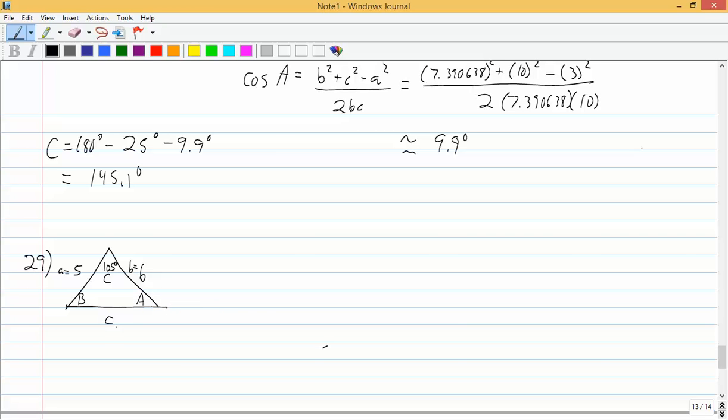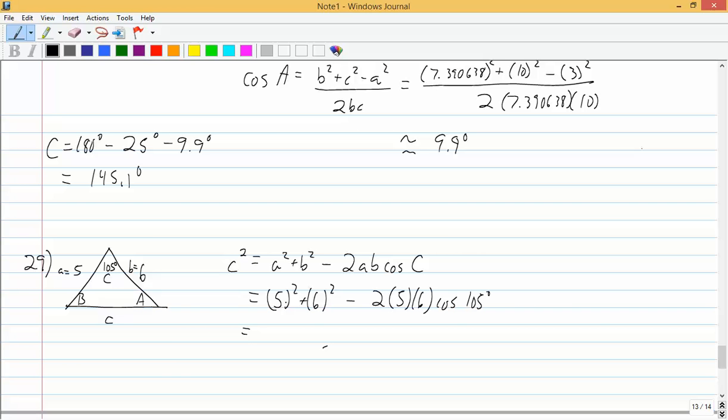So I'm going to solve for side C first. So that's C squared equals A squared plus B squared minus 2AB cosine of angle C. So that's going to be 5 squared plus 6 squared minus 2 times 5 times 6 times the cosine of 105 degrees.